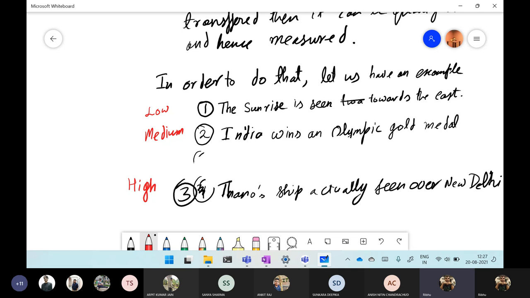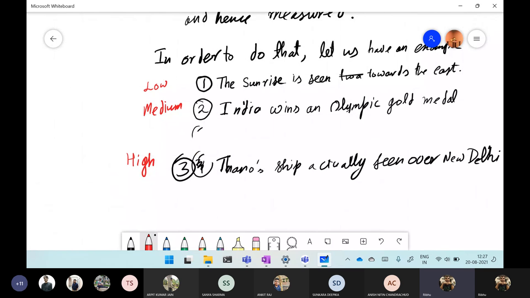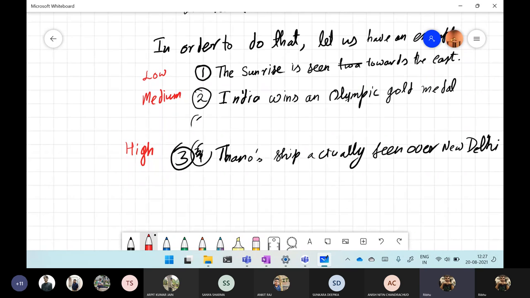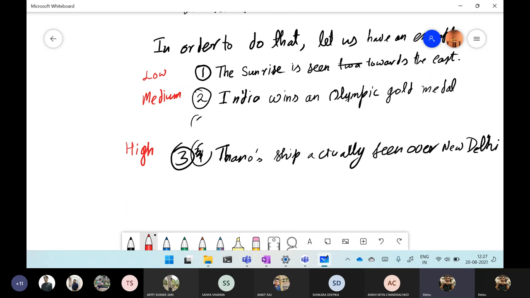So when that lady says the first sentence, the ACP's sentence contains absolutely zero information, right? Yes, sir. So that is no information. So when there is something that you know and someone rephrases it, that is no information. Otherwise here, the sunrise is seen towards these. So these are the three information.